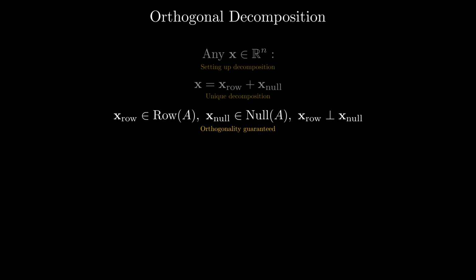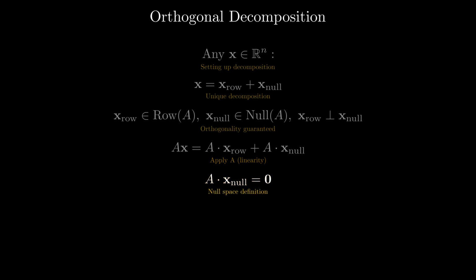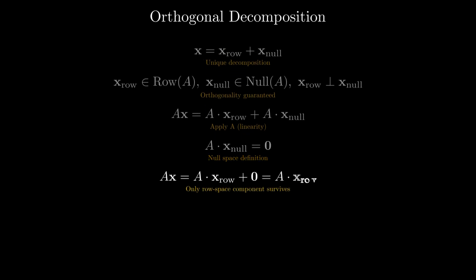Now watch what happens when we apply the matrix A. A times x equals A times x sub row plus A times x sub null. But x sub null is in the null space, so A times x sub null equals 0. This simplifies to A times x sub row plus 0, which is just A times x sub row. The null space component vanishes entirely, and only the row space component survives to be mapped into the column space.